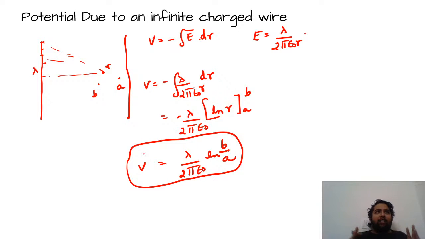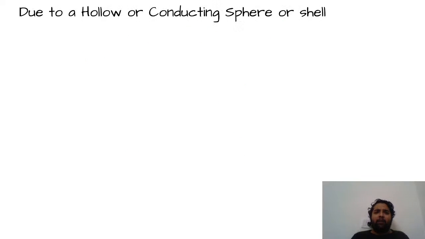So for line charges, when it's moving from one place to the other place, we can take potential to be lambda by 2 pi epsilon naught into ln b by A. Okay. Due to a hollow or conducting sphere or shell, each of these will have the same potential, guys, because everywhere we are going to use integration of E dot dr. In these kind of problems, we'll just use integration of E dot dr.